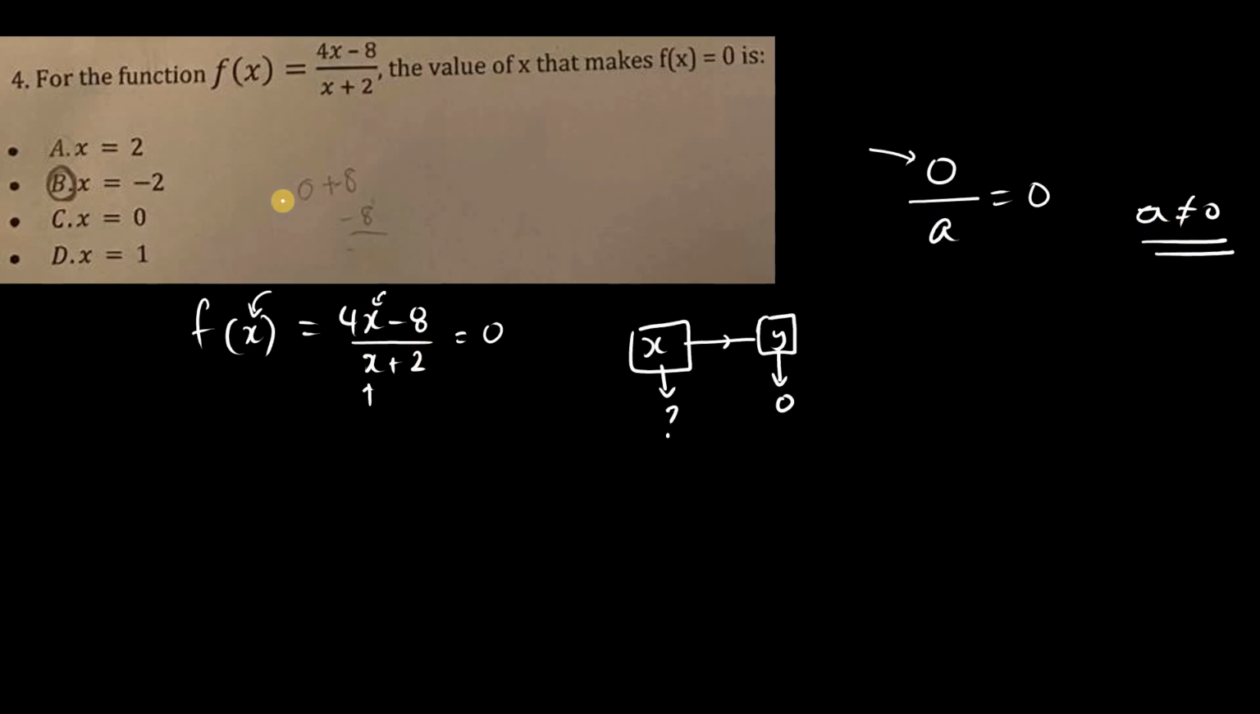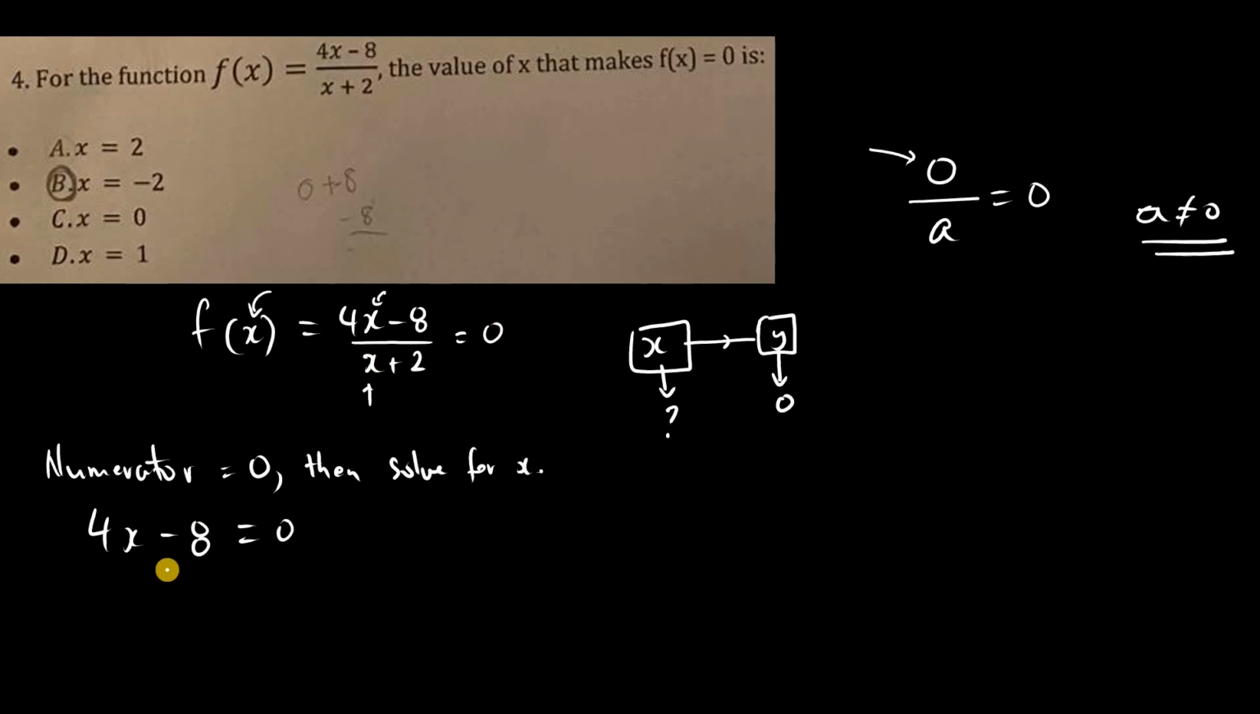So what we do with a question like this, step 1, we take the numerator and we set it equal to 0, then solve for x, because the numerator must be equal to 0. So this numerator here, we're considering it equal to 0. Once it's equal to 0, dividing by whatever result this is will make the answer 0. And then we solve for x to find out what the x value will be.